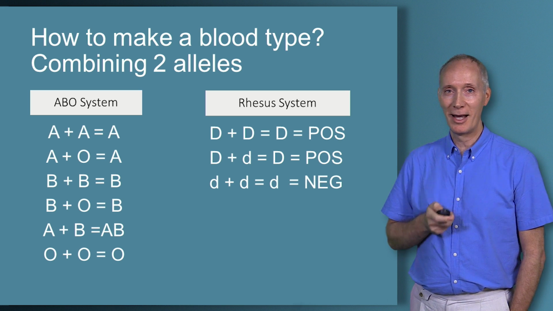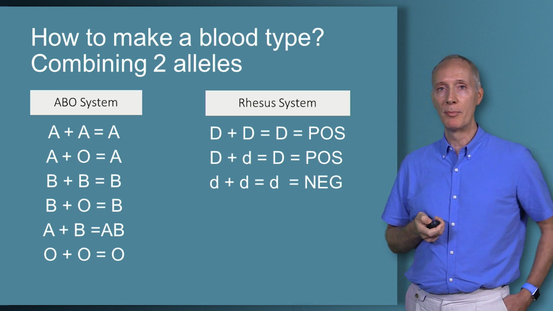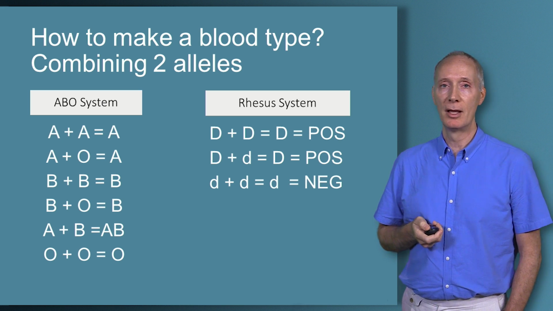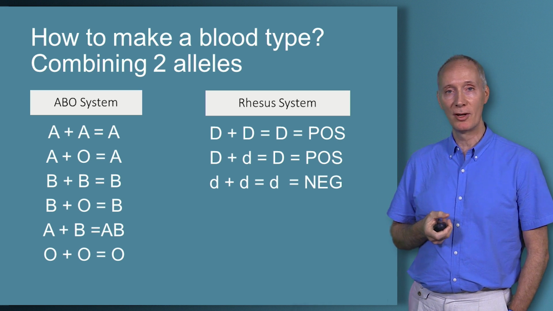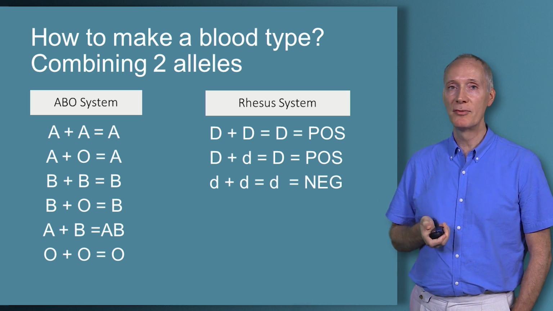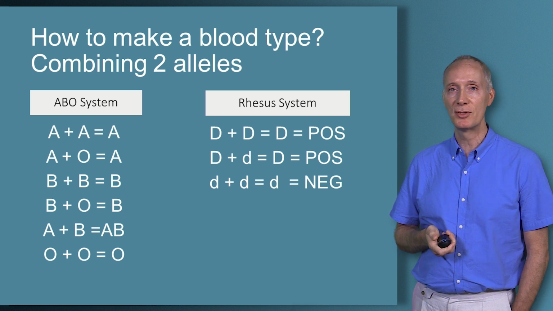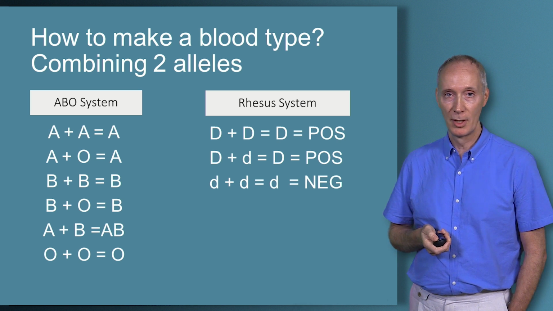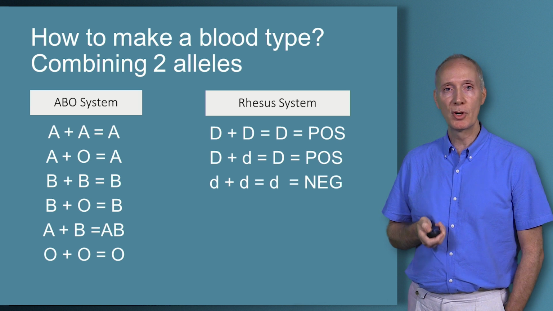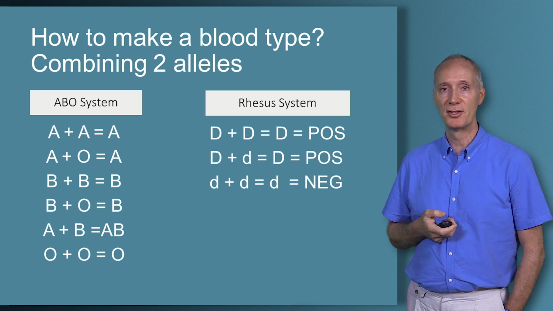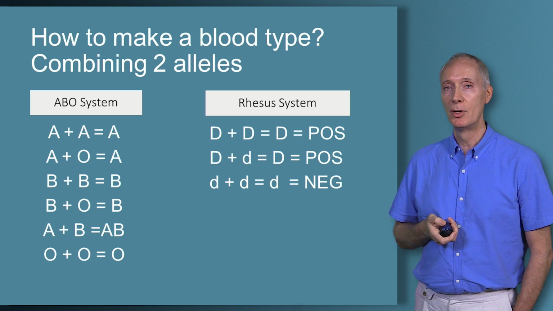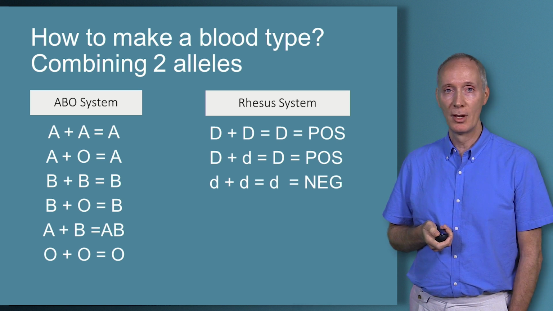Before we do that, I want to tell you a little bit more about how we make these blood types. We make these blood types because they're coded on genes. And that's true for the ABO system, and that is also true for the rhesus system. We always have 2 copies of the genes that code for the blood types, so-called alleles.